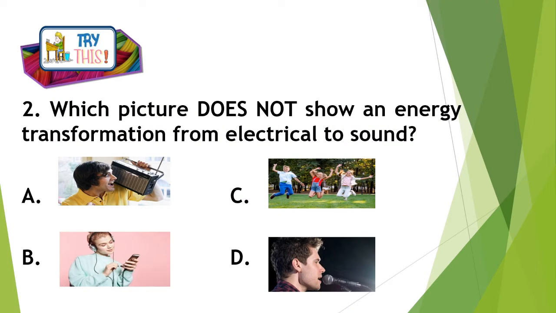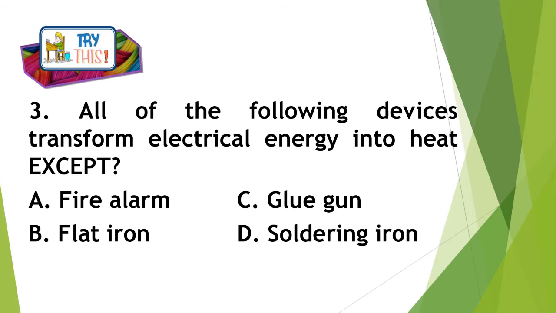Number 2. Which picture does not show an energy transformation from electrical to sound? Picture A, Picture B, Picture C, Picture D. Number 3. All of the following devices transform electrical energy into heat except A. Fire alarm, B. Flat iron, C. Glue gun, D. Soldering iron.